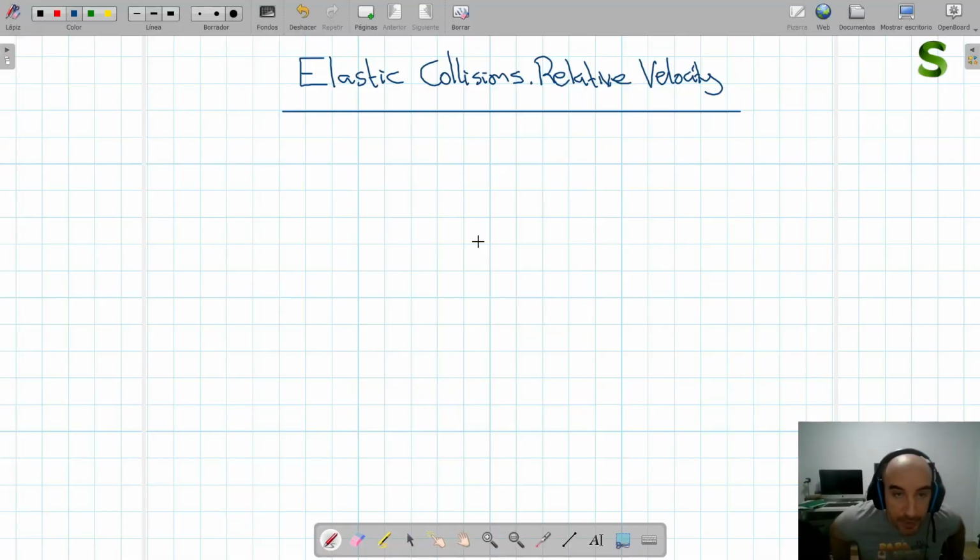Hi, today we're going to look at exercises which imply elastic collisions. So we know that when there's a collision and it's a closed system, so no external forces are applied, the momentum is conserved. So the momentum after equals the momentum before.